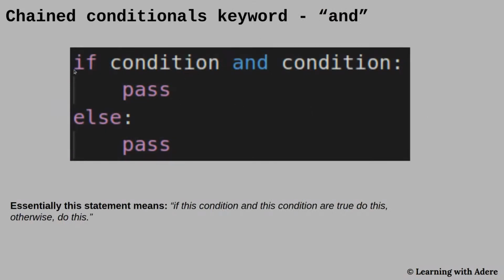With the and keyword, what this statement means is: if condition and condition equals true, do this, else do this. If this condition and this condition are true, it requires all the multiple conditions you have to be true, and then you can perform whatever operation you want. And of course, the else is still the same. Hopefully that makes sense.